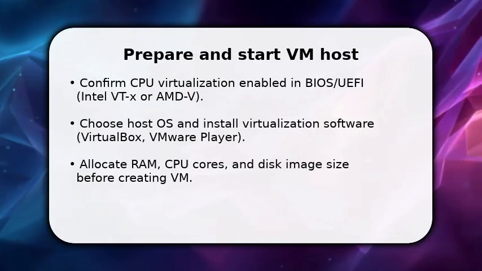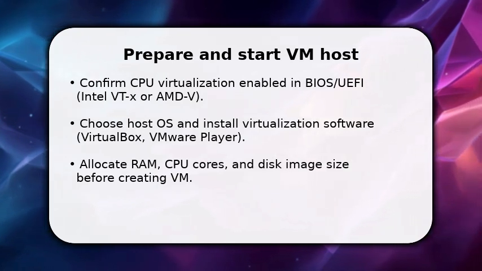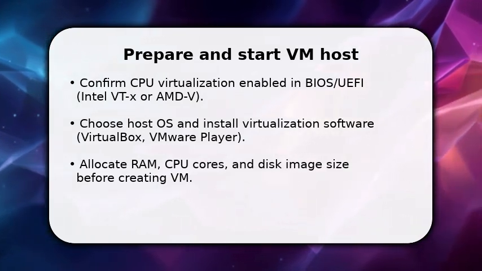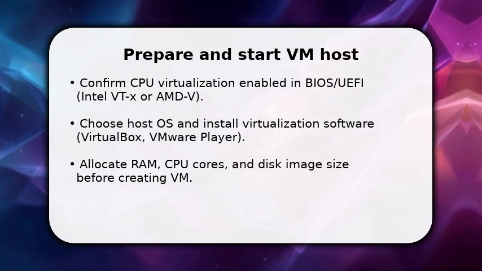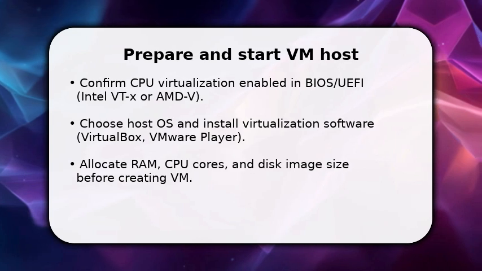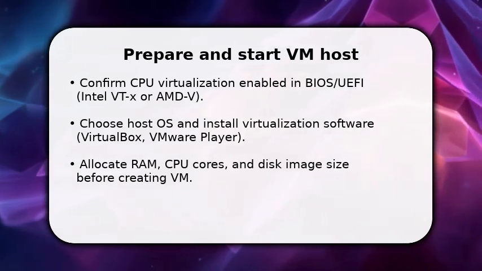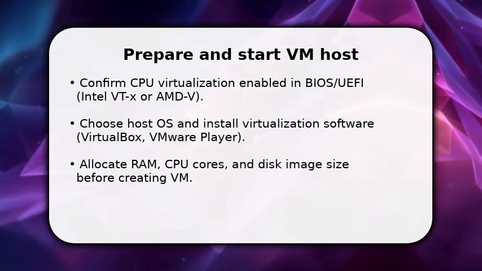You begin by preparing the host so the virtual machine runs reliably. Enable CPU virtualization in BIOS or UEFI, then install your chosen hypervisor, VirtualBox or VMware Player. Once installed, create a new virtual machine entry and pick the target guest OS type. This ensures default settings match.